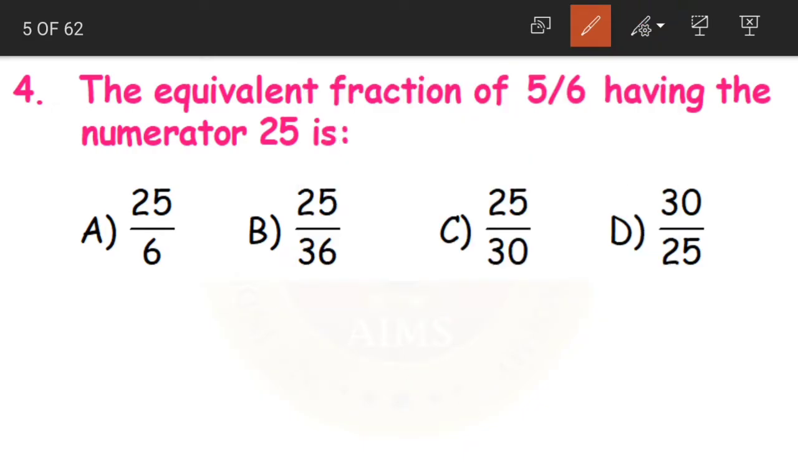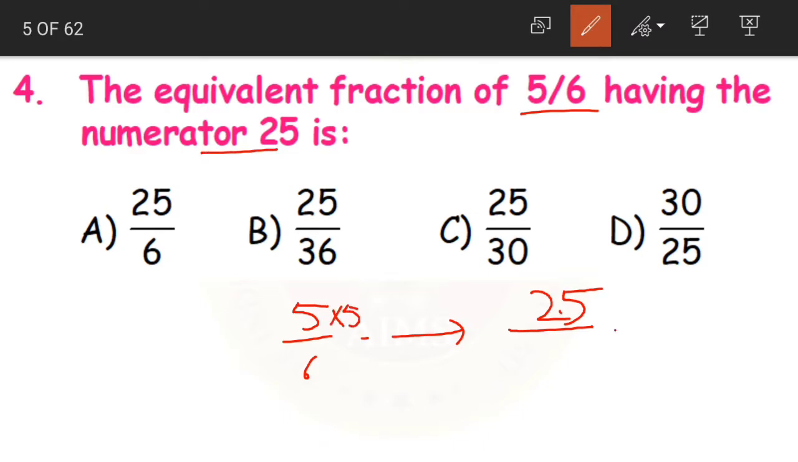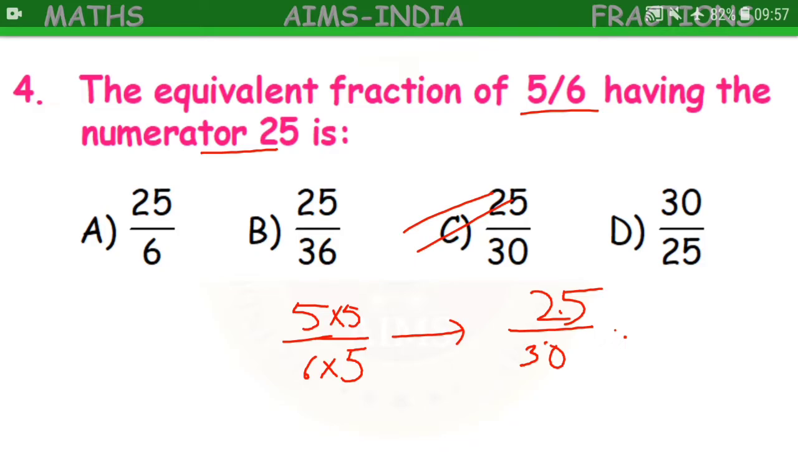Understand? So for the purpose of our question here, we are having 5 by 6 and we need to get an equivalent fraction whose numerator is 25. So 5 into 5 becomes 25. So we need to multiply the denominator also by 5. 6 5s are 30. So what is our equivalent fraction? Option C, 25 by 30. Understood?